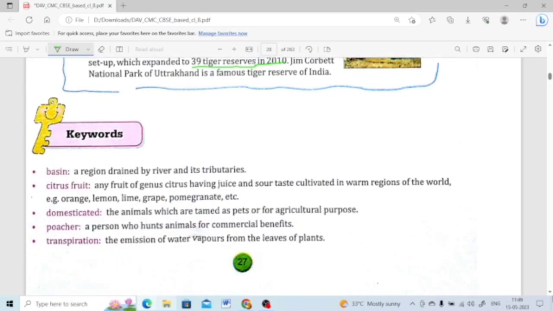Moving on to the keywords. Basin, a region drained by a river and its tributaries. Citrus fruit, already told. Domesticated, the animals which are tamed as pets or for agricultural purposes. Poacher, a person who hunts animals for commercial benefits. Transpiration, the emission of water vapors from the leaves of plants. So this is all about the chapter today.